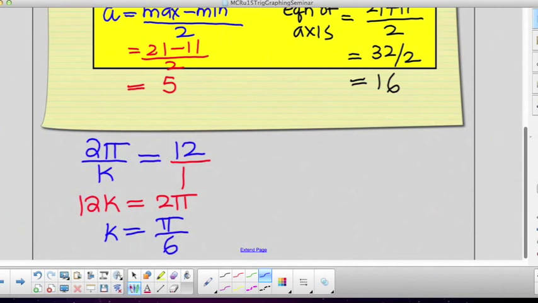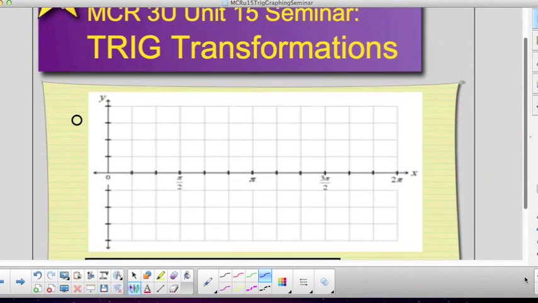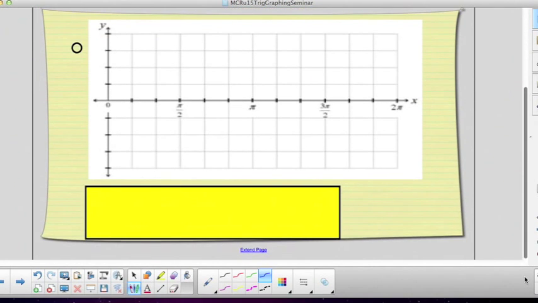Does everyone understand those components of the graph? So even before I draw anything, I figured out my amplitude, my equation of the axis, which is also my vertical shift, and my k term. Okay, so let me fill in. So really all that's left is my horizontal shift, which I'm not going to be able to figure out unless I draw out my graph. You won't be able to know unless you draw out your graph, okay?